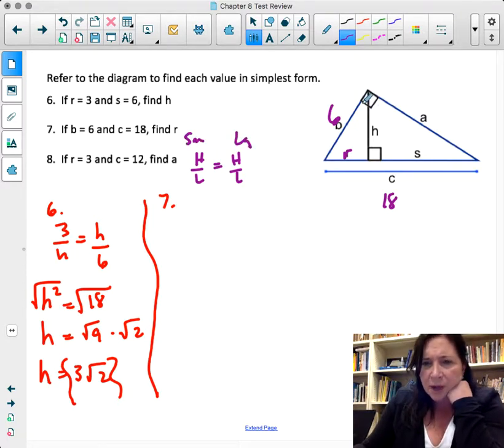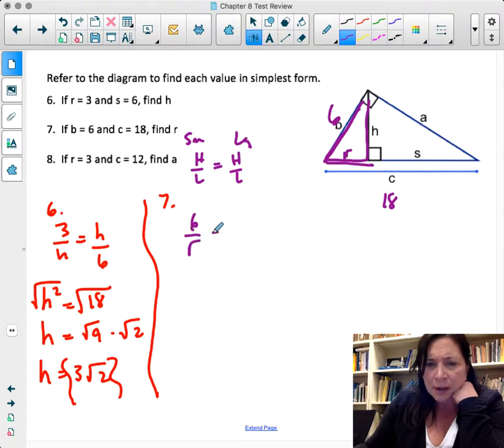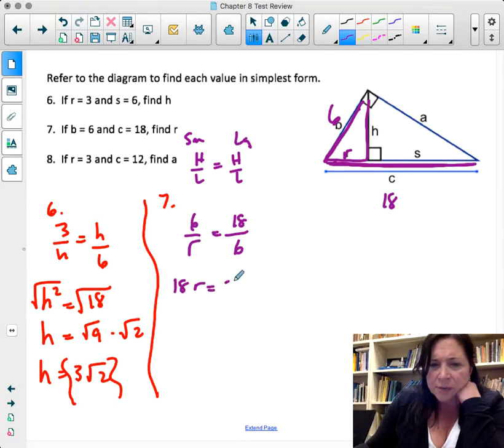So for this one, hypotenuse on this, see the little triangle? Okay, hypotenuse, leg. So that's going to go 6 is to R as, now I'm going to do hypotenuse leg for the large triangle. So hypotenuse, right? Because that's opposite the right angle. So the hypotenuse is 18, leg, here it is, 6. And so we're going to go 18 times R equals 36. I'm going to divide by 18. R is equal to 2.